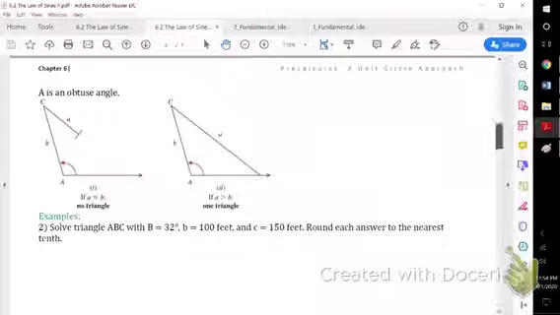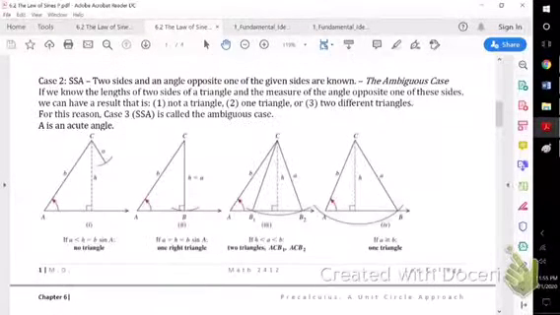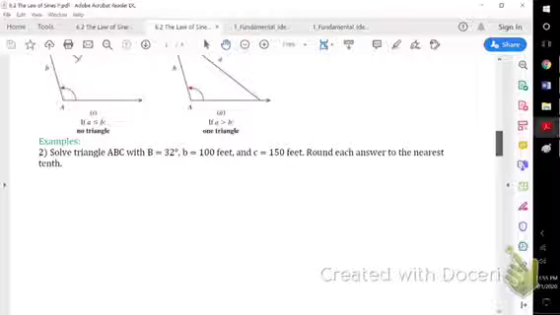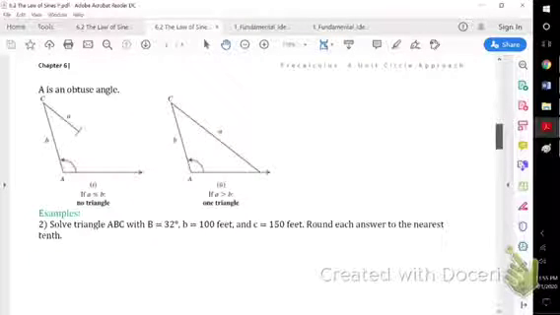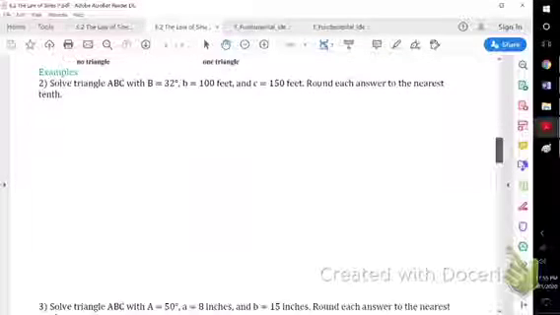Now, if our angle is acute, go back and look at this here. If our angle is acute, we have the choice of no triangle, one triangle, or two triangles. And we'll talk about how to find that when we go through this next example. All right, so if one of our angles is acute, then we could have no triangles, one triangle, or two triangles. If one of our angles is obtuse, then we can only have no triangle or one triangle, just summing that up.